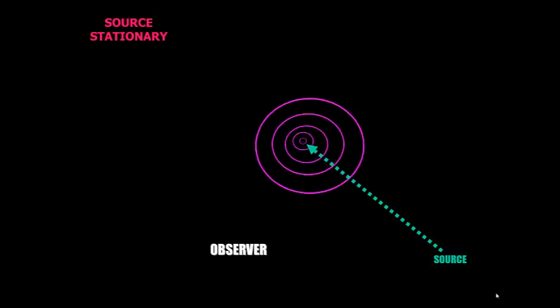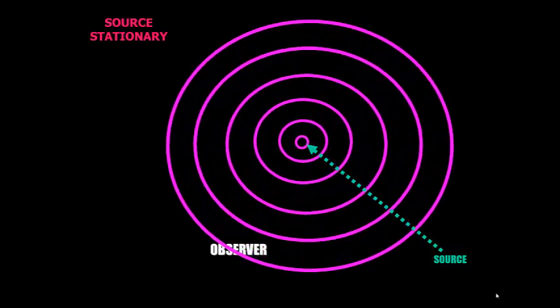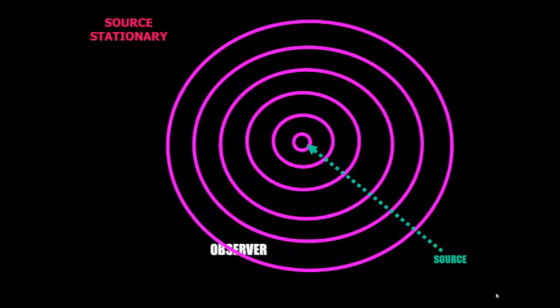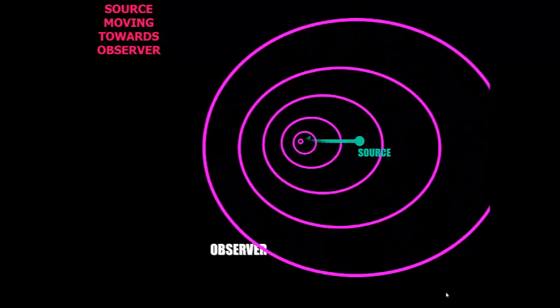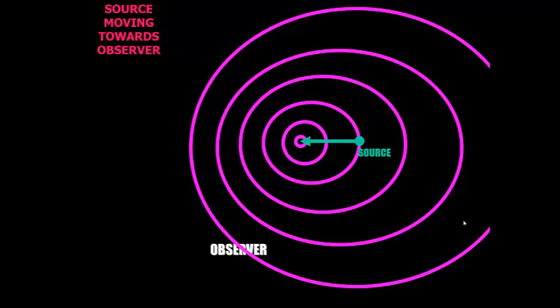If you have a stationary source with an observer, the source just radiates sound and the observer will hear a constant frequency. Your wavelength is constant and your frequency is constant. Your wavelength is basically the distance between these pink lines. I wanted to point that out because in the next slide, when you start to get a source that's moving, for example towards an observer, then as the source moves, the distribution of the waves goes with it.